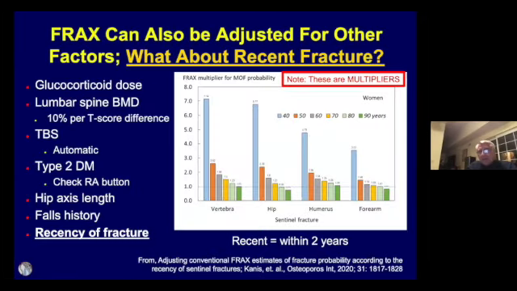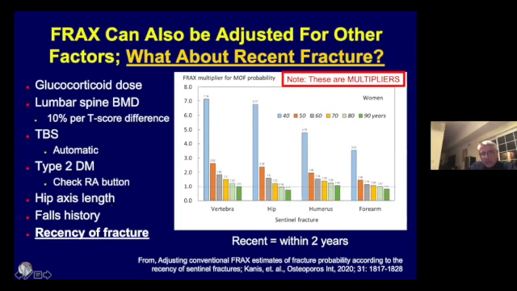The other concept is we can alter FRAX for a bunch of other things. The glucocorticoid adjustment is out there, the lumbar spine BMD T-score adjustment is out there, which is basically a 10% change per T-score difference. So for example, if the spine is 1 T-score lower than the hip, you multiply the numbers by 1.1. The TBS adjustment's automatic. The type 2 diabetes adjustment is check the RA button.